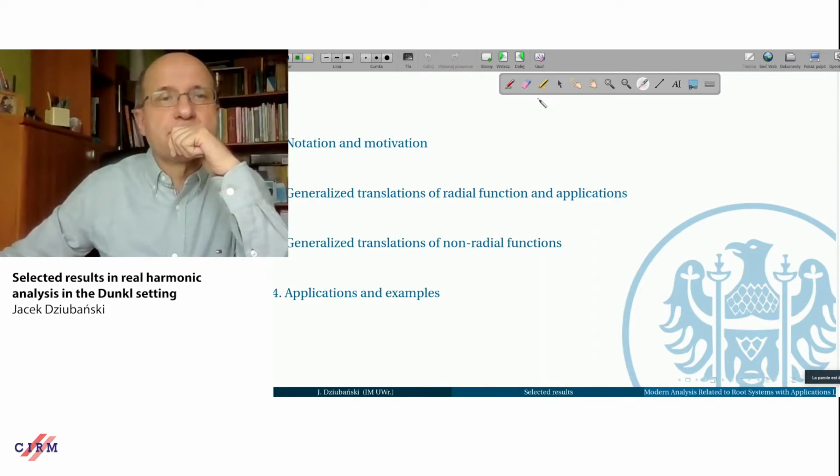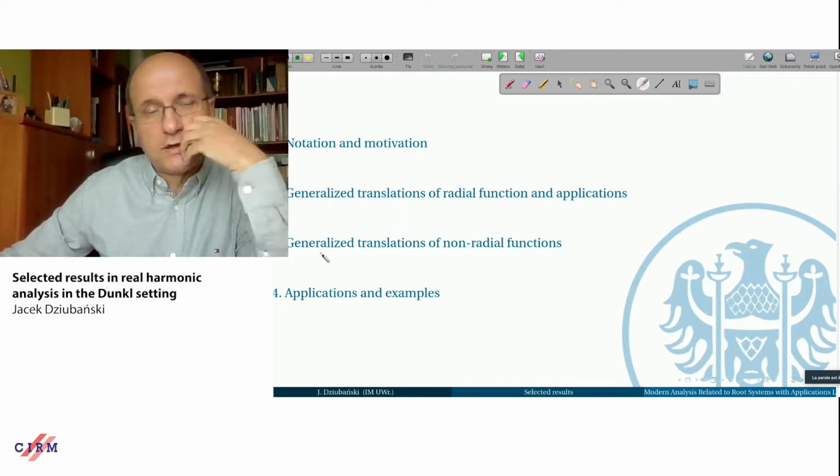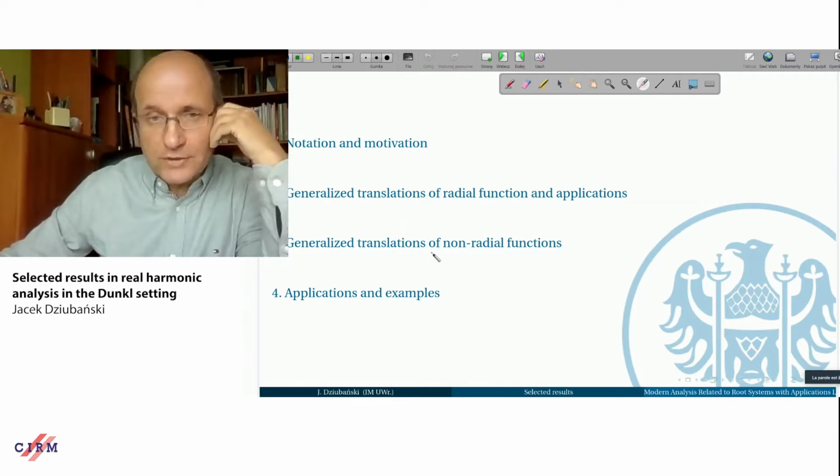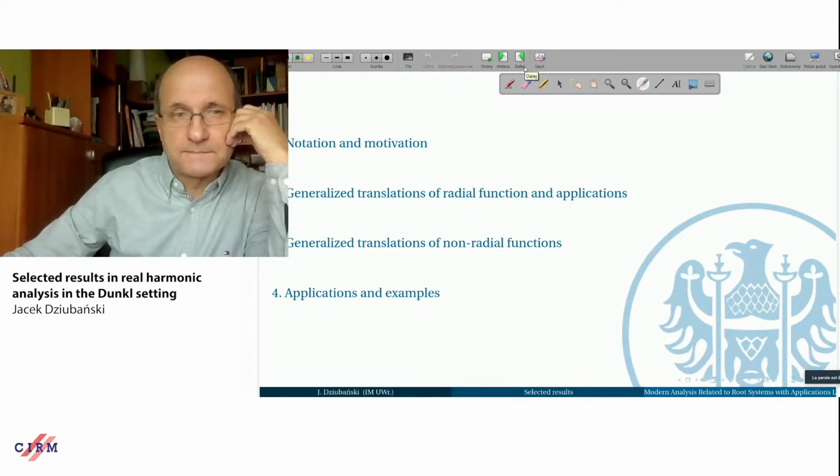This is the plan of my talk. I will start with some notation and motivation and state some basic results from the Dunkl theory. Then I will go to generalized translations of radial functions and applications. Then I will pass to perhaps the main topic of my talk, which is generalized translations of non-radial functions. And if time permits, I will pass to the applications and some examples.